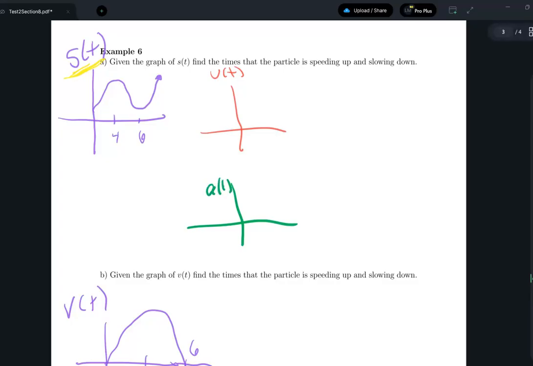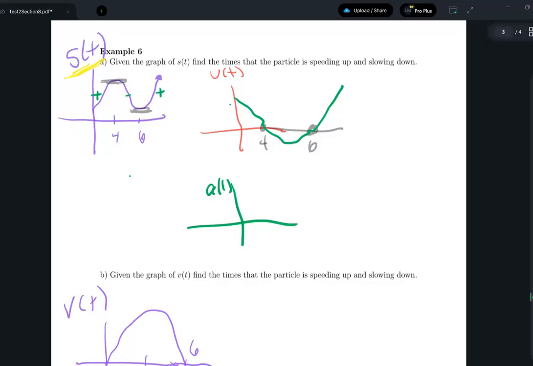Okay, so let's go here. So I see the slope is 0, the slope is 0. You know that means here at 4 and here at 6, right? That it crosses the x-axis, velocity is 0. So before 4, it's positive. And then between 4 and 6, it's negative. And then after 6, it's positive. So that's the idea of what the velocity looks like.